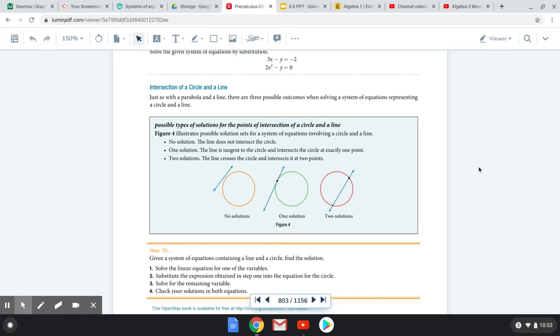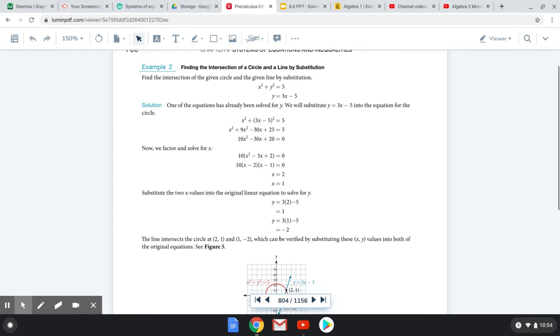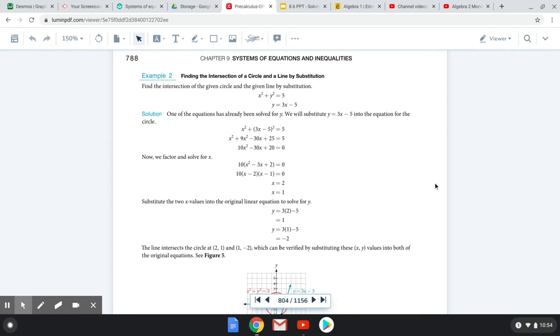All right, welcome back to 9.3. In this example, we're going to be talking about what happens when we have a circle and a line. This is just, again, showing the three possible situations we could end up with. And I want to mostly focus on the example itself. So let's look at this.